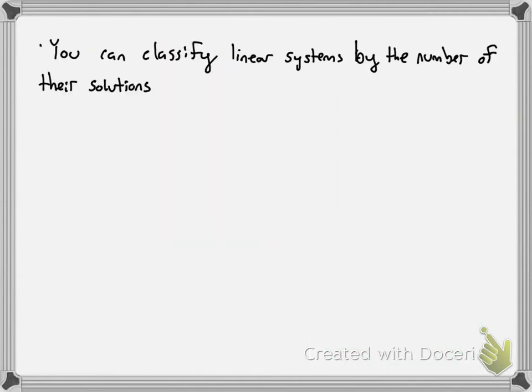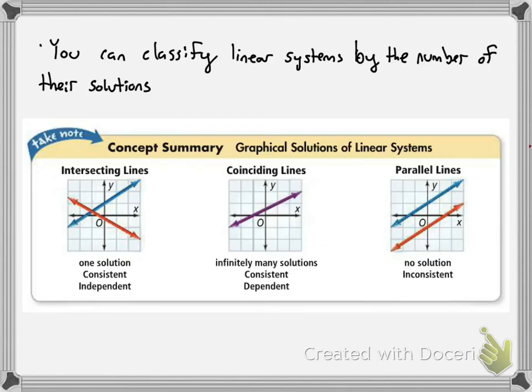Last thing we're going to talk about today is different types of systems that you're going to run into. So you can classify linear systems by the number of their solutions. In the example we just did, we had one solution, meaning there was only one coordinate in which those lines intersected. We fancily could call that an independent system.